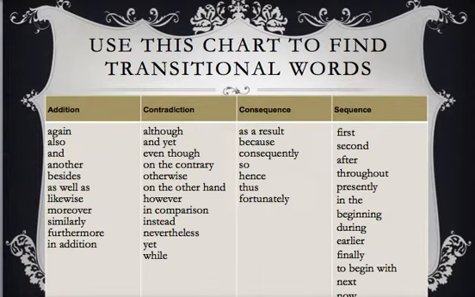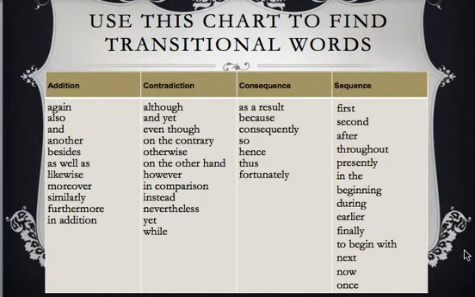And if you're presenting a sequence of events or a sequence of how something is done, you might use first, second, after, throughout, presently, in the beginning, during, earlier, finally, to begin with, next, and now. Oh, and once. Sorry about that. Okay, so there's a good chart of lots of different transitional words you can use.